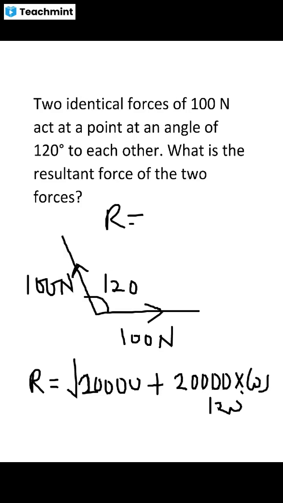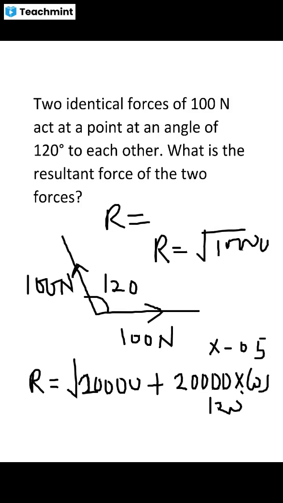So now R is going to be the square root of 10,000 plus 10,000 plus 2 times 10,000 times cosine of 120 degrees. And cosine of 120 degrees is minus 0.5. So when you multiply 20,000 by 0.5, you're going to have 10,000, minus 10,000 because there's a negative sign. So R is going to be the square root of 10,000.